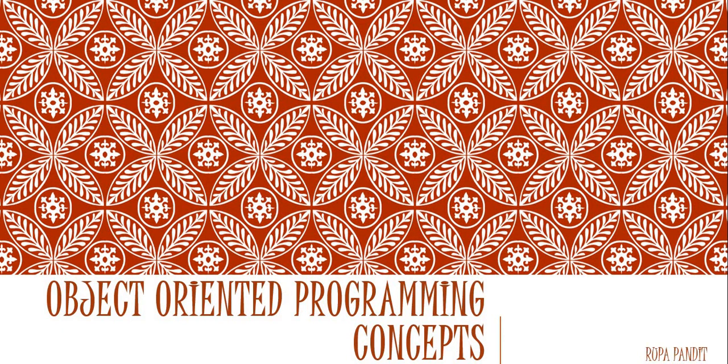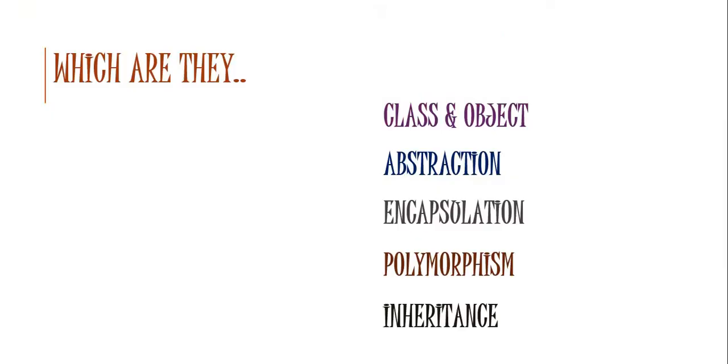Object-oriented programming concepts. Now, these object-oriented programming concepts were made when the object concept was made, for programs to be written in such a way that they will get enclosed inside an object. Now, what are the concepts that were used? Which are the concepts?